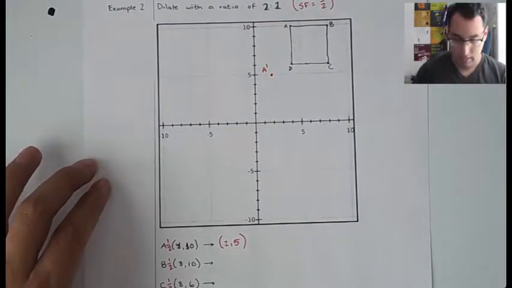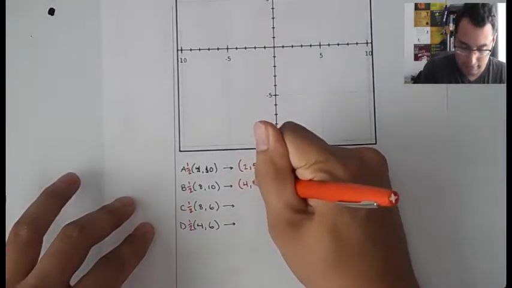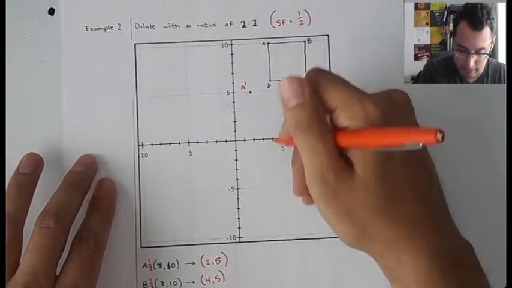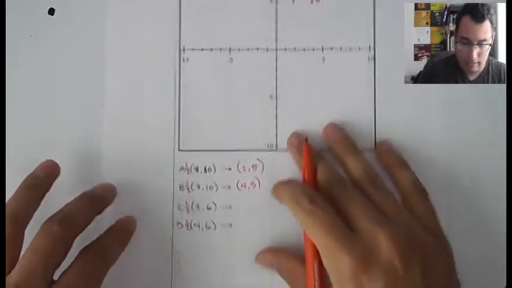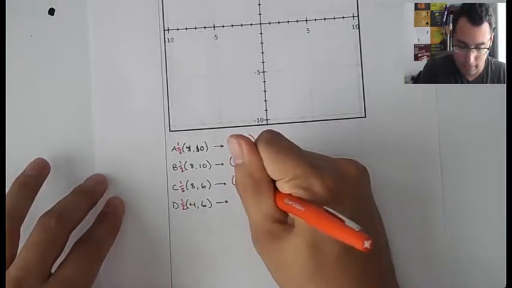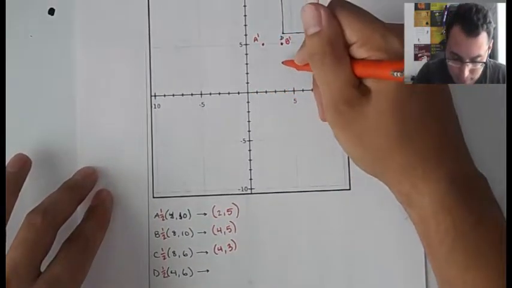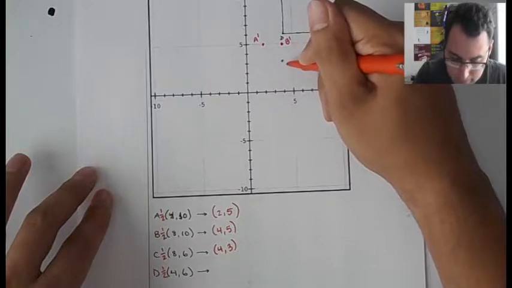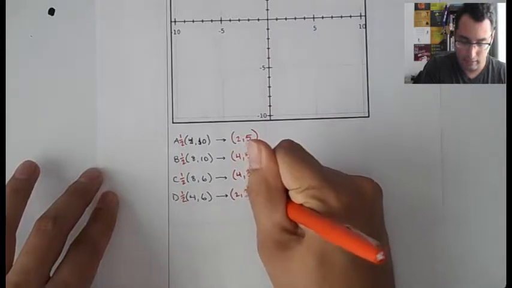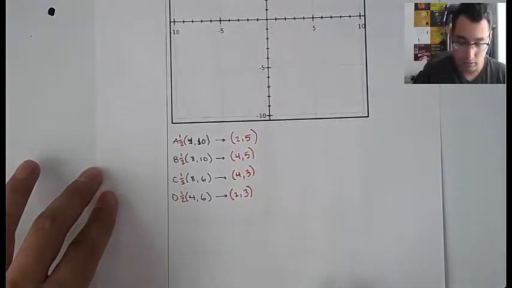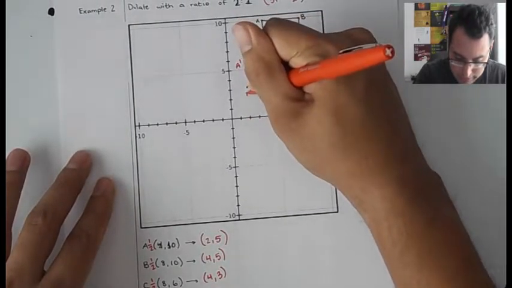Hopefully. All right, next one, B, 8, 10. So half of 8 is 4, half of 10 is 5. So that's 4, 5. So that's 4 to the right, 5 up. Looks like it's right here. I'm going to put B prime. C, half of 8 is 4, half of 6 is 3. So 4, 3 is where C is at. So 4 to the right, 3 up. I think right there, C prime. Half of 4 is 2, half of 6 is 3. So there is 2, 3, so that's 2 to the right, 3 up. Right here, that's D prime.